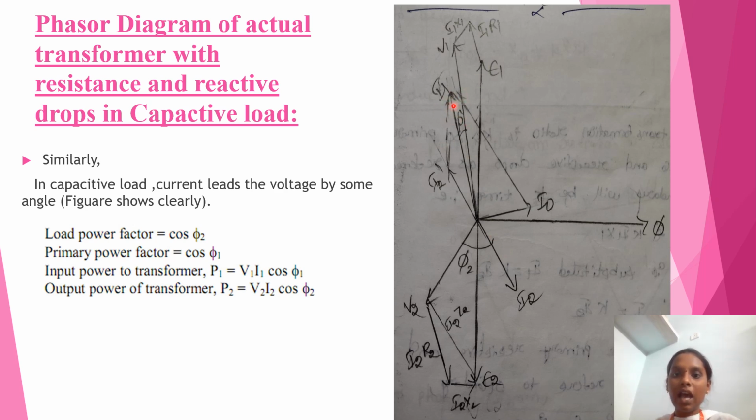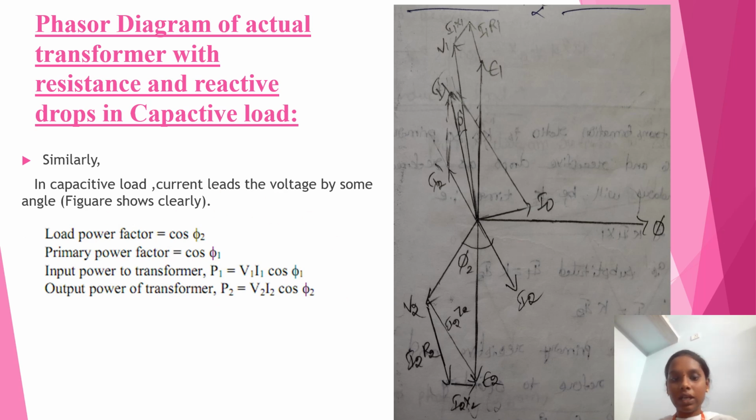So next, I1 R1 is exactly parallel to I1. This is I1 R1. Next, I1 X1 is perpendicular to I1 R1. So the sum of these two is Z1, I1 Z1. Then from 0 to V1. The angle between V1 and I1 will give phi 1, the power factor angle. So the same in capacitive load, the current leads the voltage by some angle.